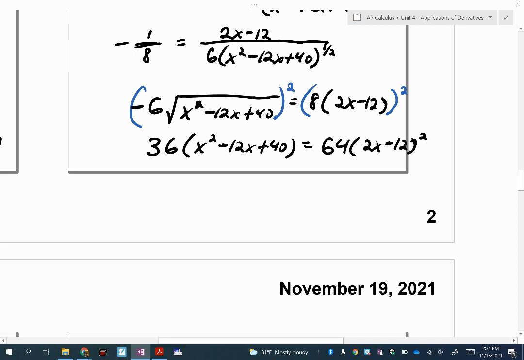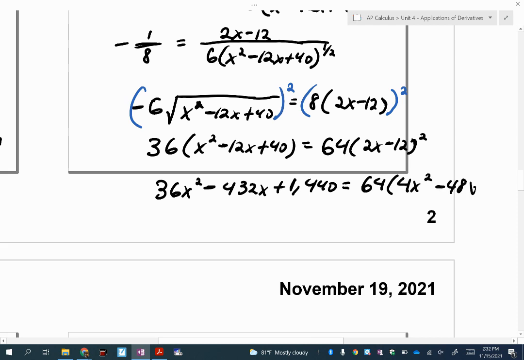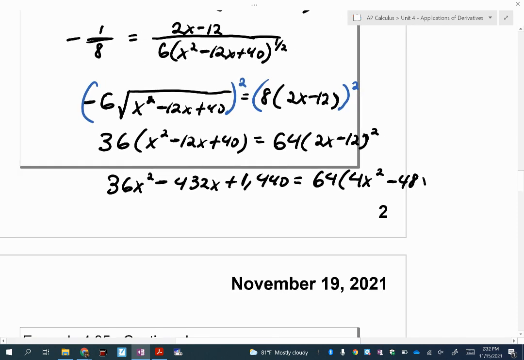Okay, so let's do some algebra here. 36x squared minus, get my calculator here. That's 36 times 12, which is 432. And then 36 times 40 is plus 1,440. Then I have 64 times, that's going to be 4x squared minus 48x plus 12 squared is 144. Getting pretty big numbers here.